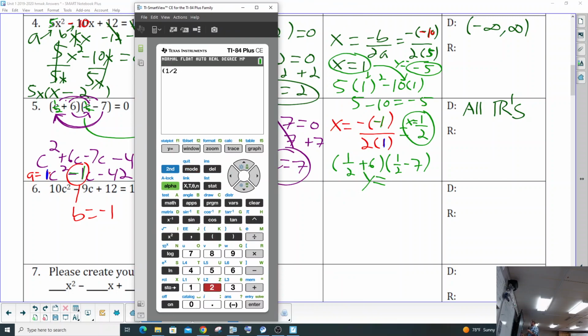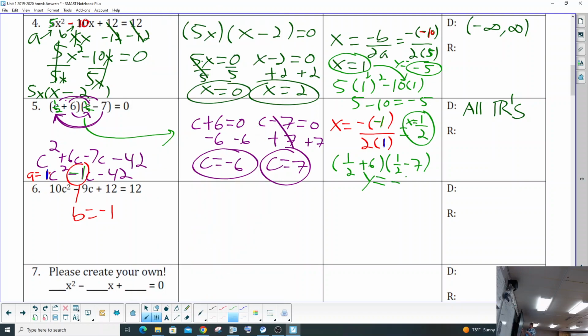So we go 1 divided by 2, good, plus 6, good, close parenthesis, times 1 divided by 2 minus 7. And we get the crazy number, negative 42.25. We're going to go to the math button, fractions, turn that to an improper fraction. So that's going to be our y value, negative 169 fourths. Negative 169 fourths. So that was a crazy one. And our range will be down at the bottom at negative 169 fourths up to infinity. And that was just lame. That's why I wanted to show you that one and help you out.